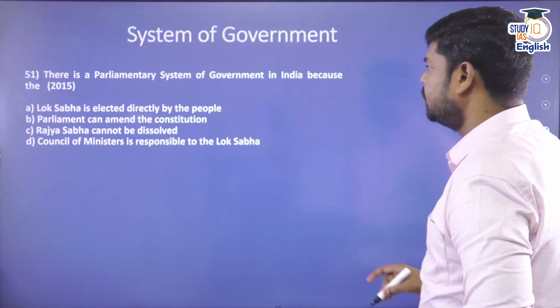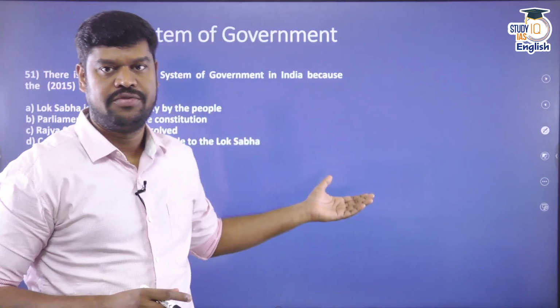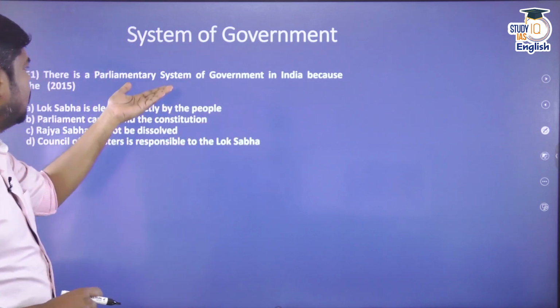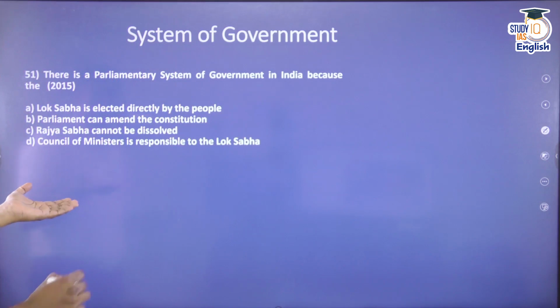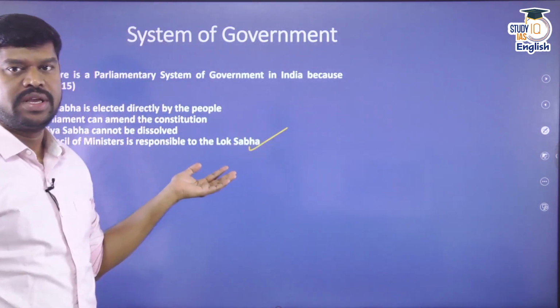Come to the next question. There is a parliamentary system of government in India. See, again the same question from the parliamentary system is asked. So, what is the answer? Very simple thing. There is a parliamentary system of government in India because the Council of Ministers are responsible to the Lok Sabha. So, directly you can arrive at the answer.